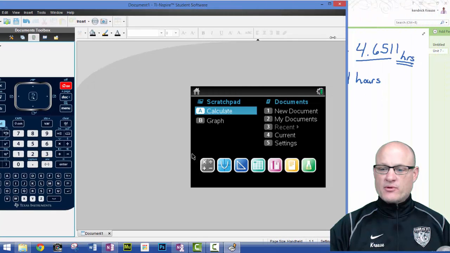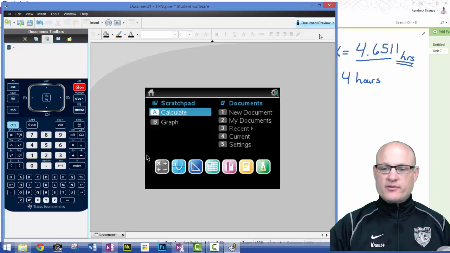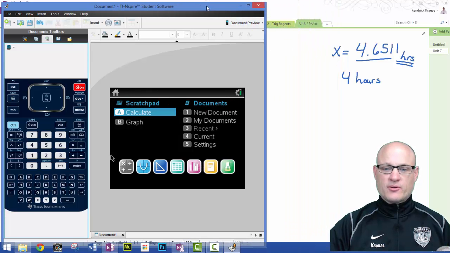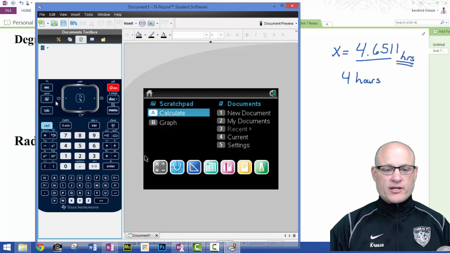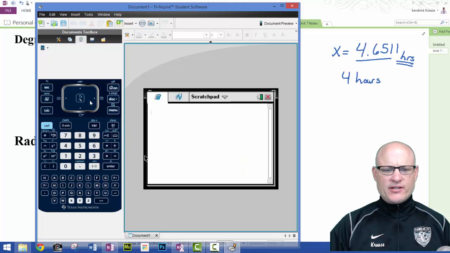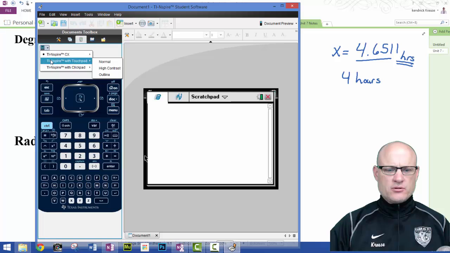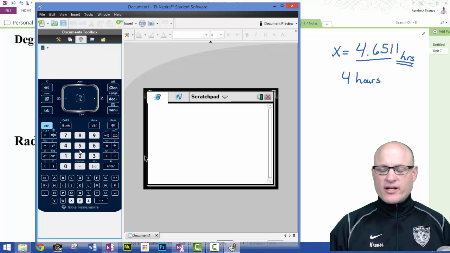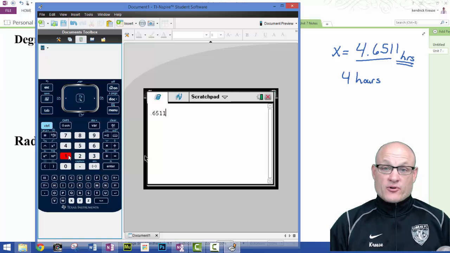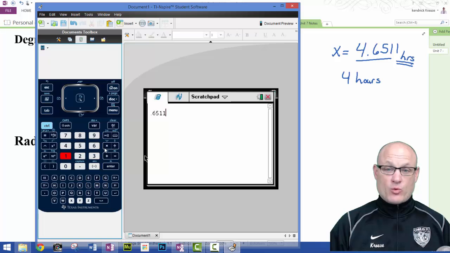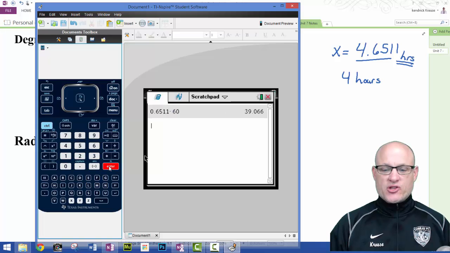Okay, I'm going to shrink this and go into calculator mode. Well, I don't care about the 4. What I really care about is this 0.6511 of an hour. I want to convert to minutes, so I'm going to multiply by 60 to figure out how many minutes that is. So that's 39 minutes.